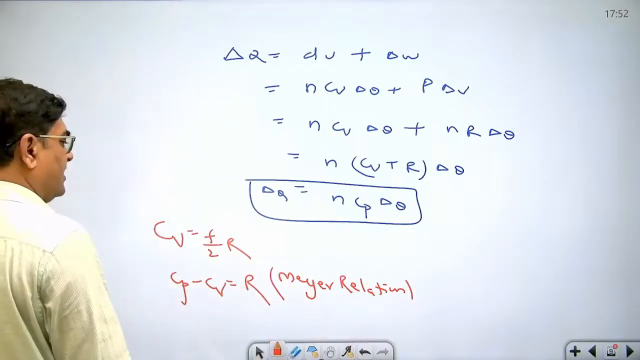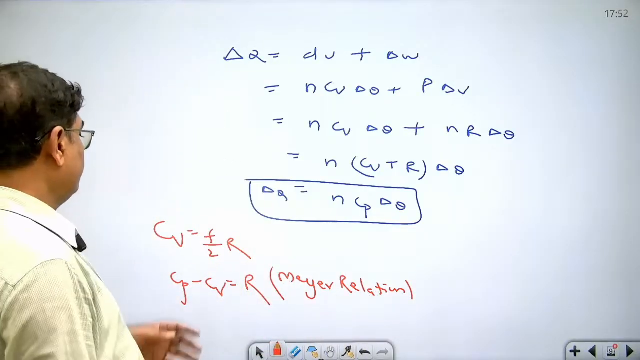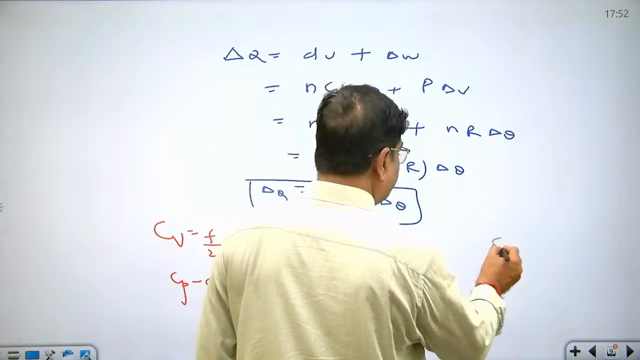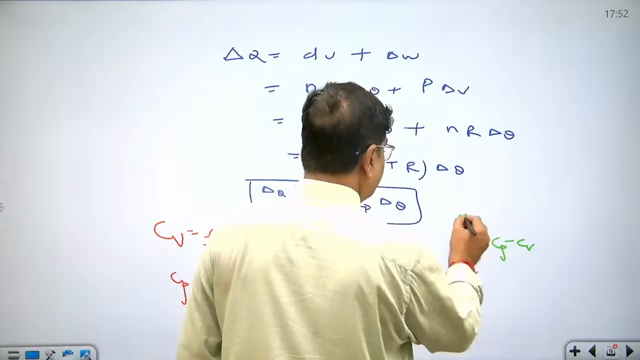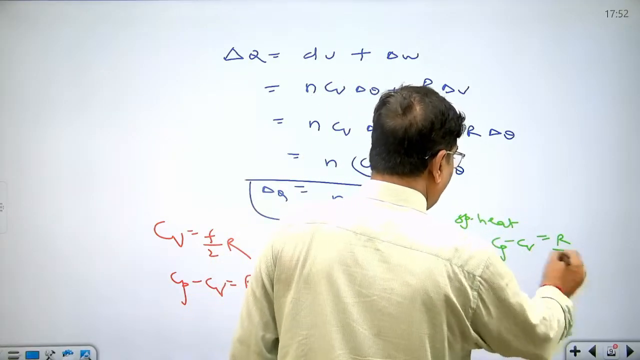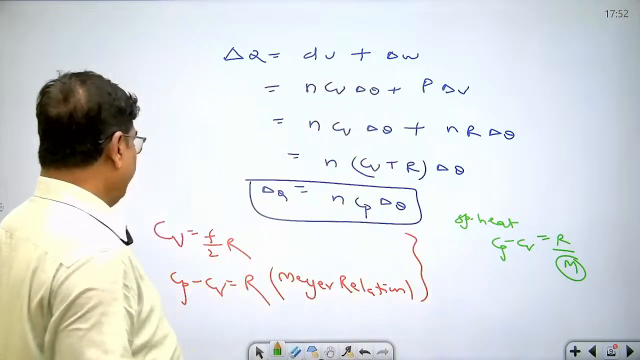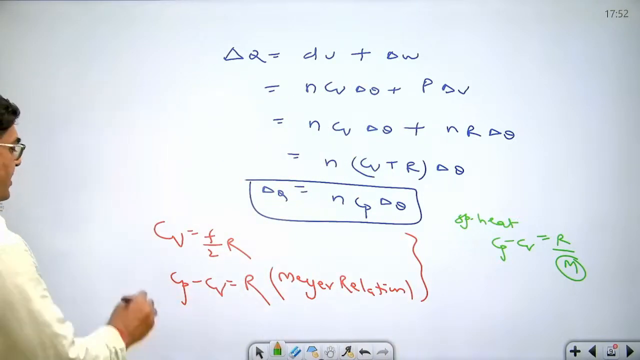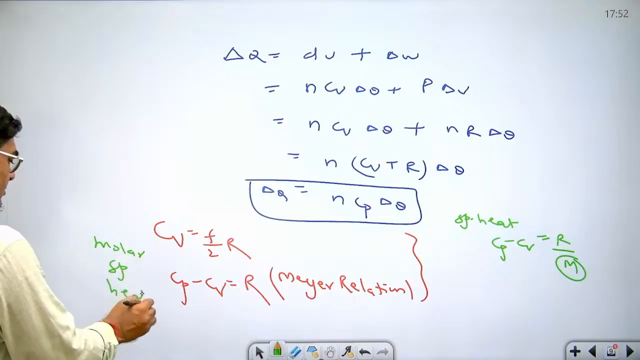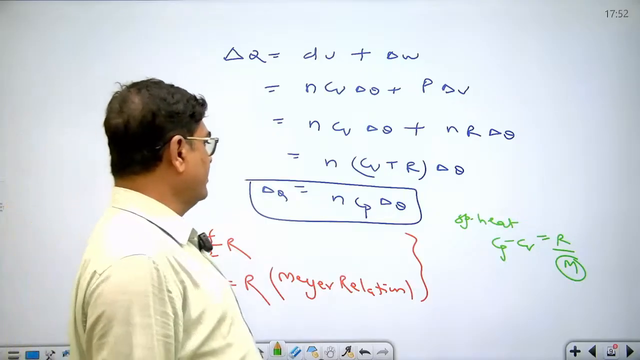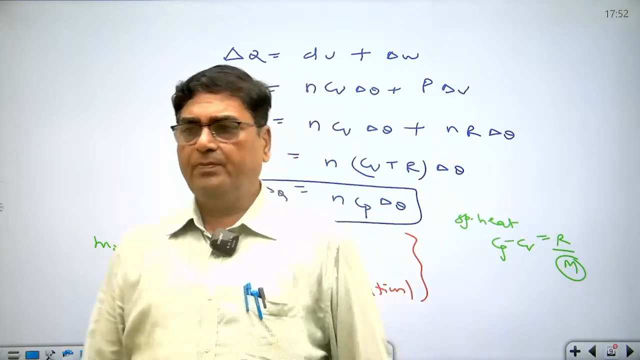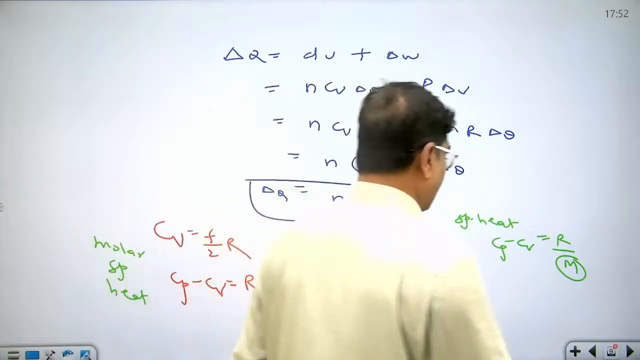This is called Mayer relation, and this is a constant, okay? Dear student, remember one very important thing: the difference of specific heat, Cp minus Cv, is not constant. It depends on the molar mass, okay? But the difference of the molar specific heat is a constant for all gases, okay? So this is the heat supplied to the system in an isobaric process.